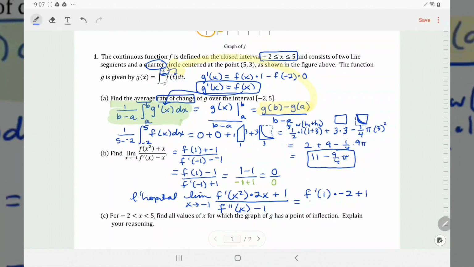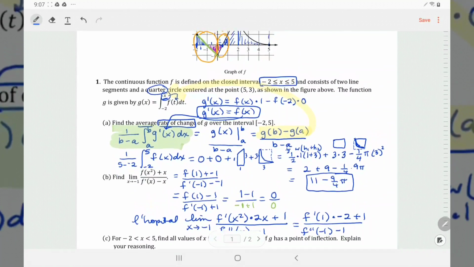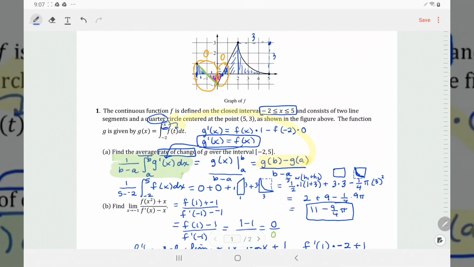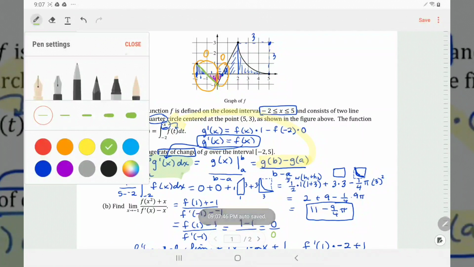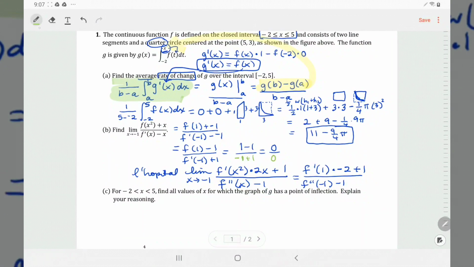Okay, so f prime of 1. F prime of 1 is the slope at 1. So let me trace this in green so we can see it. So the slope at 1, which is right here, would be rise to run 1. I can just use algebra slope on that. So this would be 2 over 1. So in the numerator, this would be -3. And in the denominator, f double prime of -1.